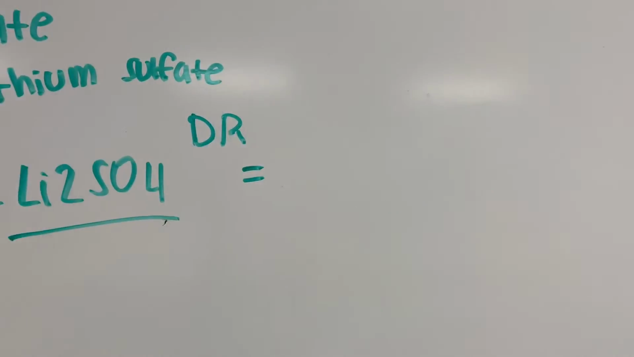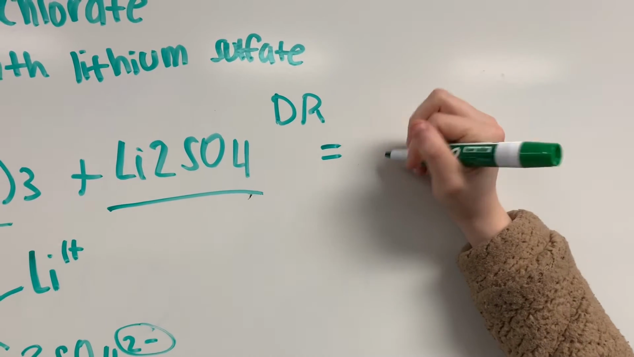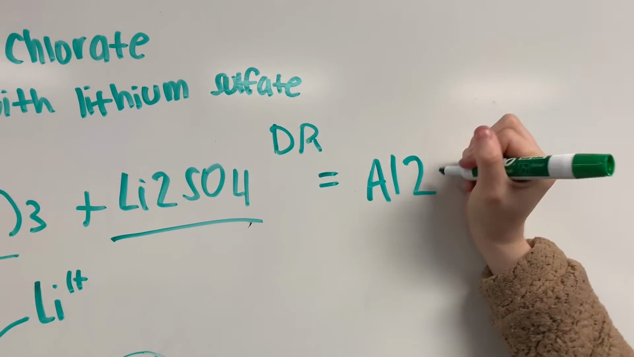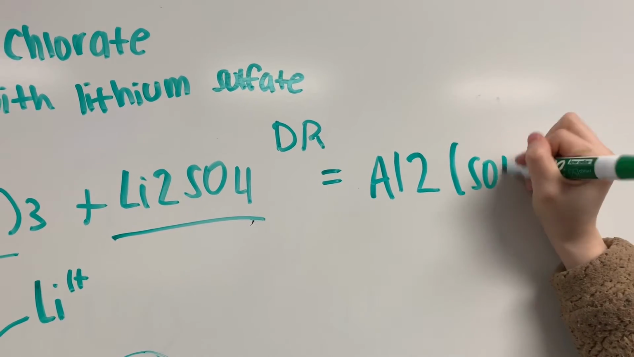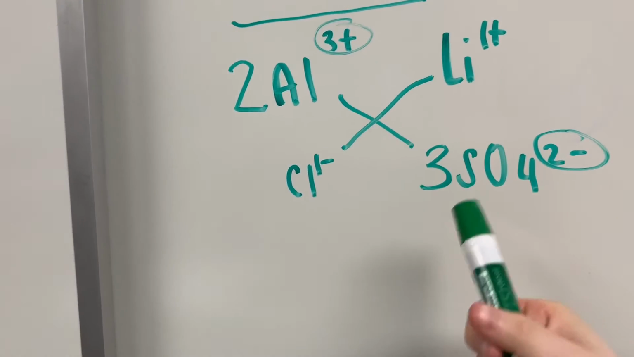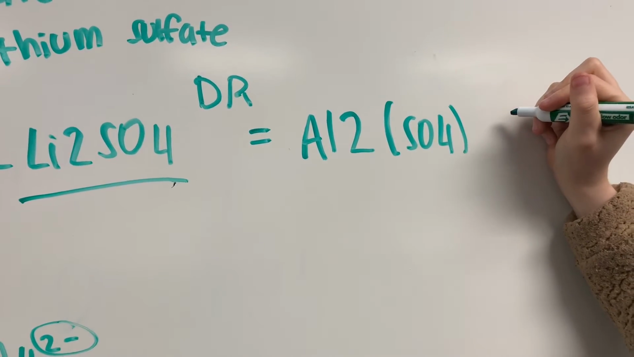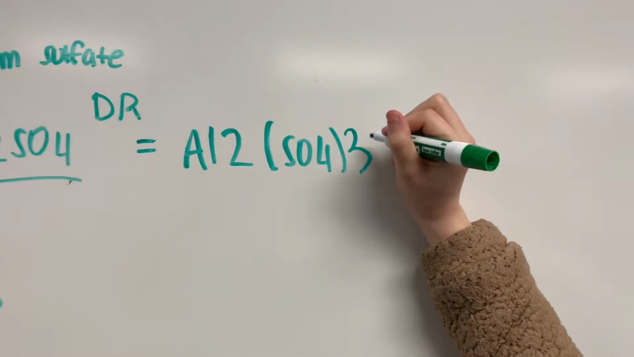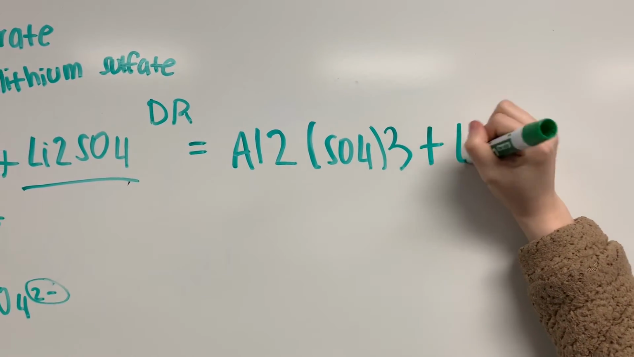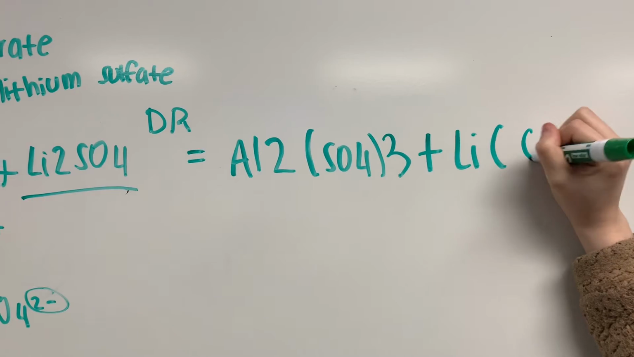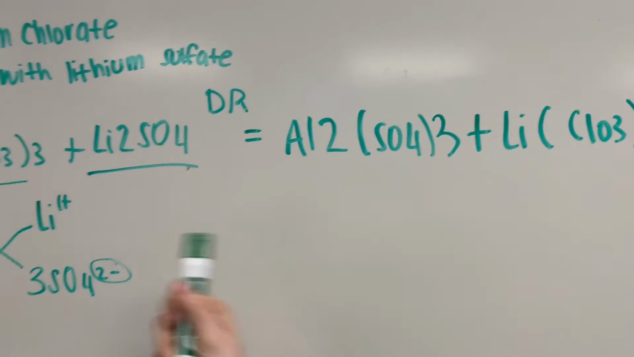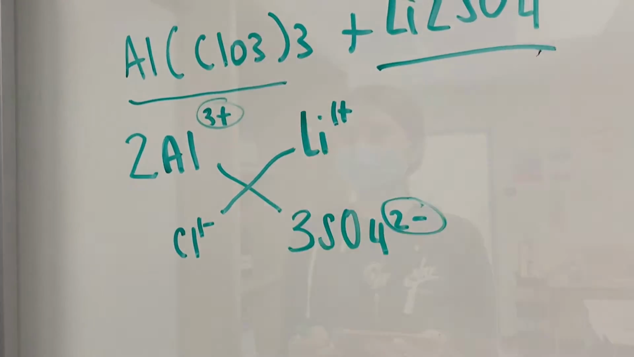Now you're going to write your prediction. So it's aluminum with the subscript of 2 with SO4 because of the reaction. And then 3, because that stays, that doesn't switch, plus Li, ClO3, which is chlorate, again because of the reaction.